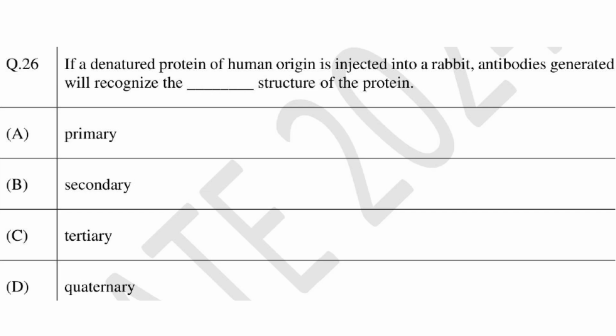The next one. If a denatured protein of human origin is injected into a rabbit, antibodies generated will recognize the dash structure of the protein. So denatured protein of human origin is injected into rabbit. Naturally, this will mount an immune response and antibodies will be generated. The antibodies will recognize the primary structure of the protein, because the primary structure is unique for each protein and it is not affected by denaturation. So the answer here is option A, that is primary structure.